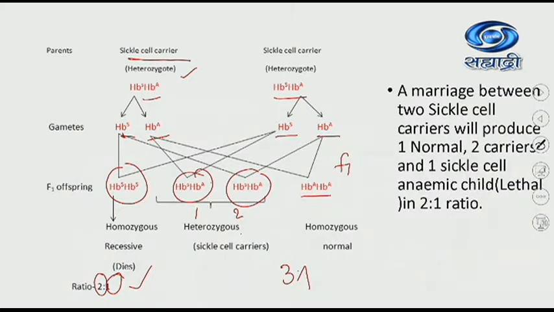I hope you followed. So a marriage between two sickle cell carriers will produce one normal, having homozygous dominant HbA HbA. Two are carriers which are heterozygous, HbS HbA, and one will have sickle cell anemia, the lethal gene, and this child will die, having the homozygous recessive genotype HbS HbS. So I hope you understood the concept of pleiotropy and how one gene is affecting more than one trait. A long question can be asked for 3 marks on this part, or an MCQ can be asked on the phenotype, genotype. So prepare this, practice this chart again and again.